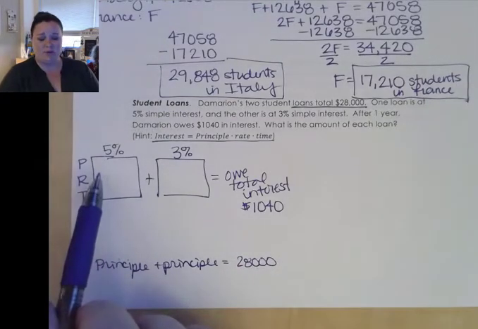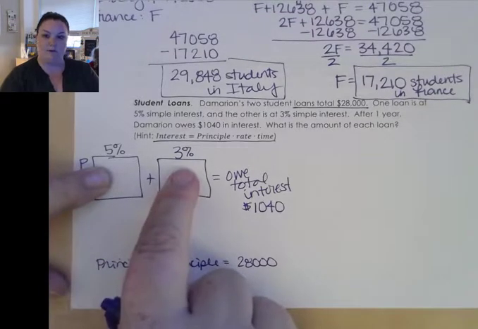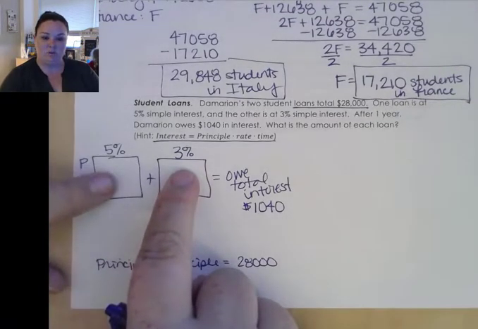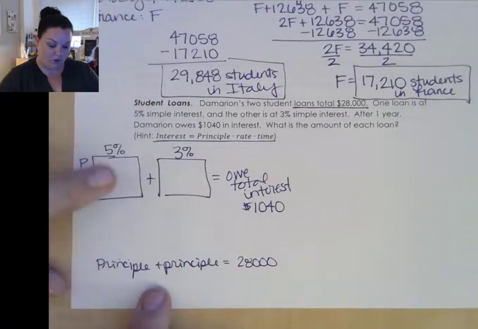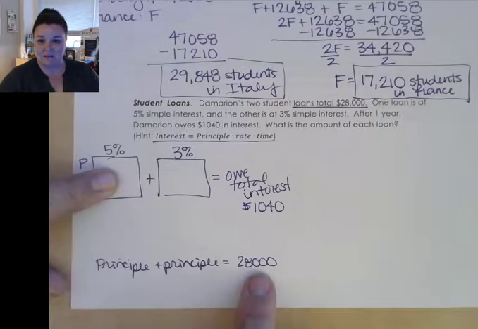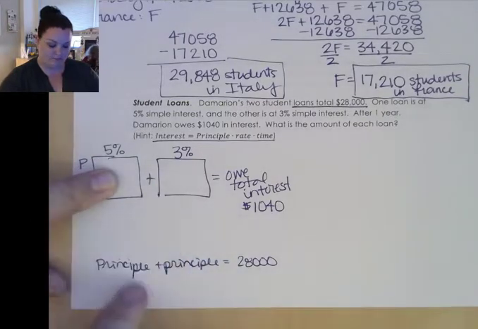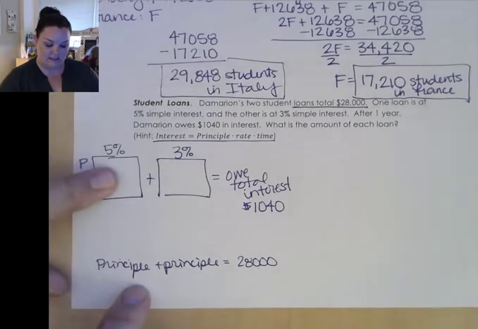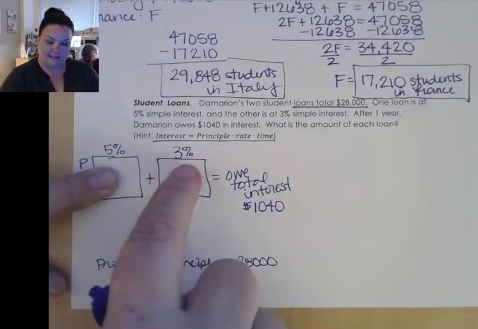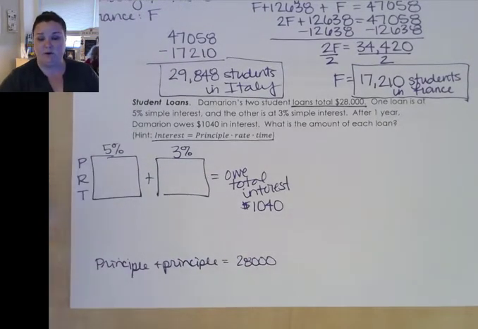If I told you he put 20,000 in this one, then how much would be left over to be put in this one? If he borrowed $20,000 in this loan, and we know that $28,000 was borrowed, we could easily determine that 8,000 must be in here, right? Because we just take away whatever we borrowed in the second one from our total, and that's how much we have left. But we don't know that 20,000 was invested in this one, right? We don't know how much.